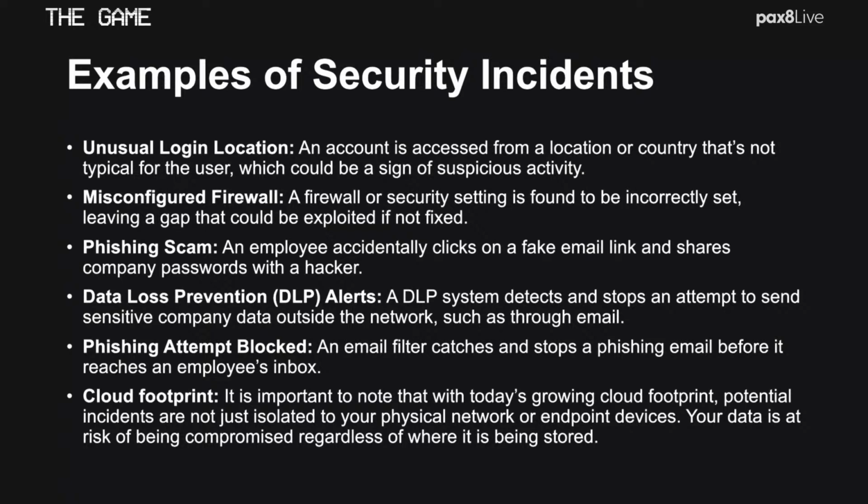Data loss prevention alerts. A DLP system detects and stops an attempt to send sensitive company data outside the network, such as through email. Phishing attempts blocked. I duplicated that by accident. I see what happened there. So an email filter catches and stops a phishing email before it reaches an employee's inbox. So in that case, you could theoretically say there was at least an event, maybe an incident where a phishing email was sent out, but it never got to the employee's inbox, so it was effectively squashed before it became a real issue.